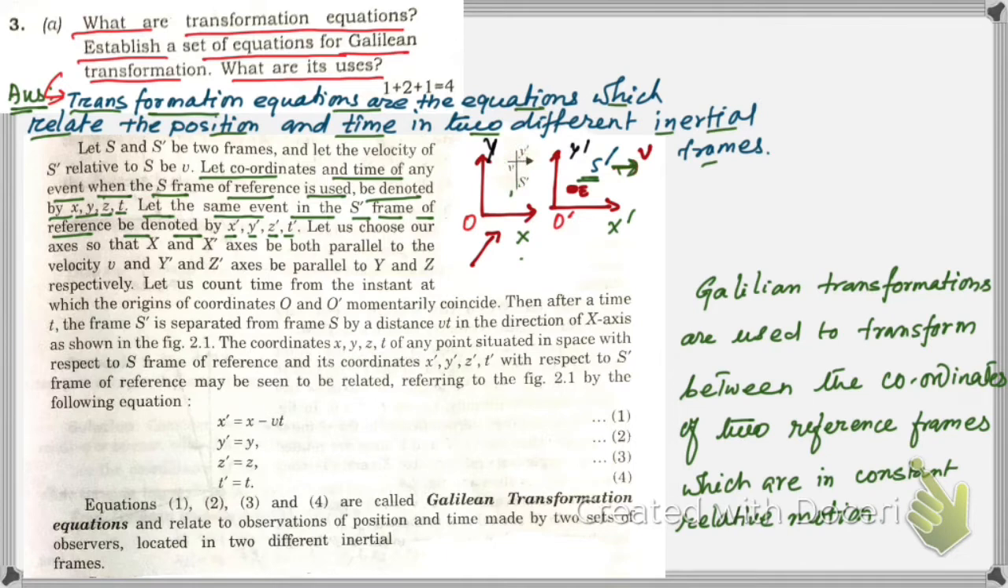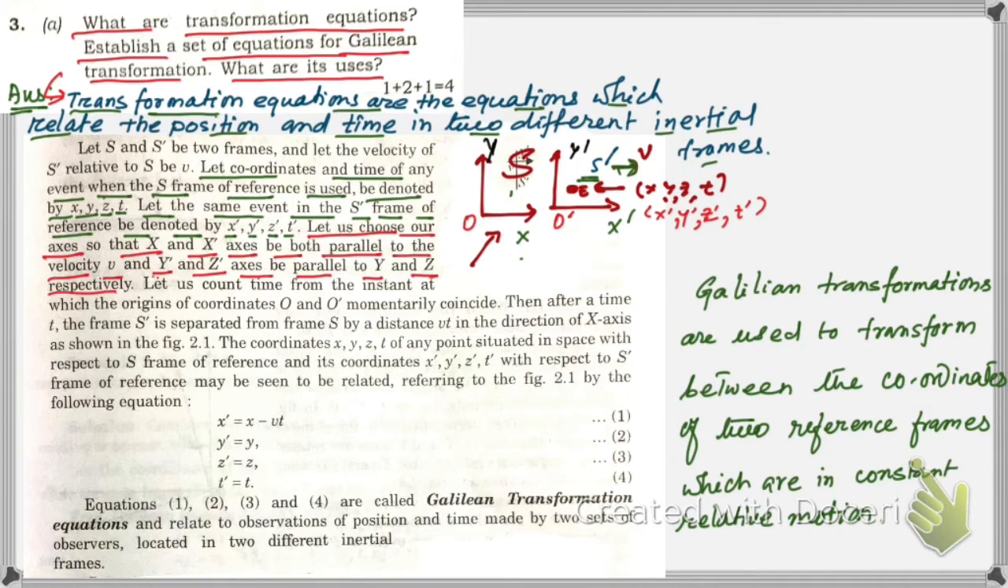So let me write here. The coordinate of this event E is given by x, y, z and the time is t, and with respect to S dash it is x dash, y dash, z dash and time t dash, right? We have taken it this way. Let us choose our axes so that the x and x dash axes are both parallel to the velocity v, and the y dash and z dash axes are parallel to y and z respectively.